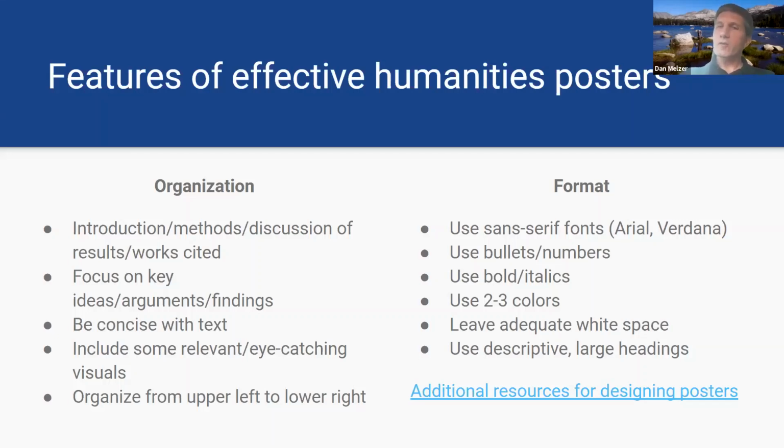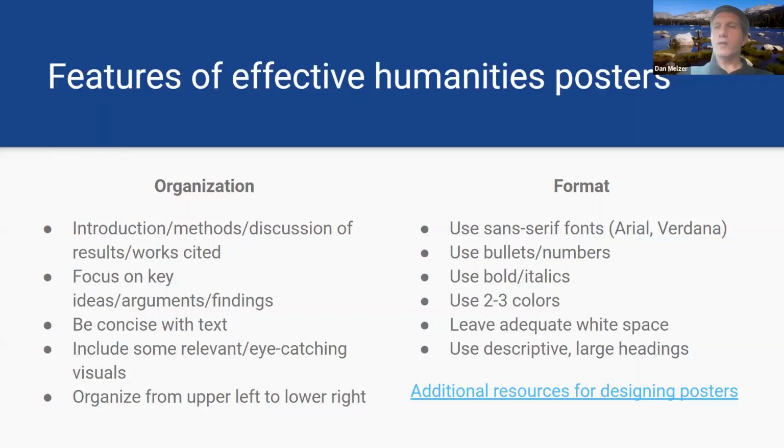The discussion of our results can sometimes be a little different in the humanities than in STEM as well. We might not always be reporting our results in graphs or tables with quantitative data. Oftentimes our results have more to do with the arguments that we're making or the synthesis of the research that we're doing. So that's something to think about as well.